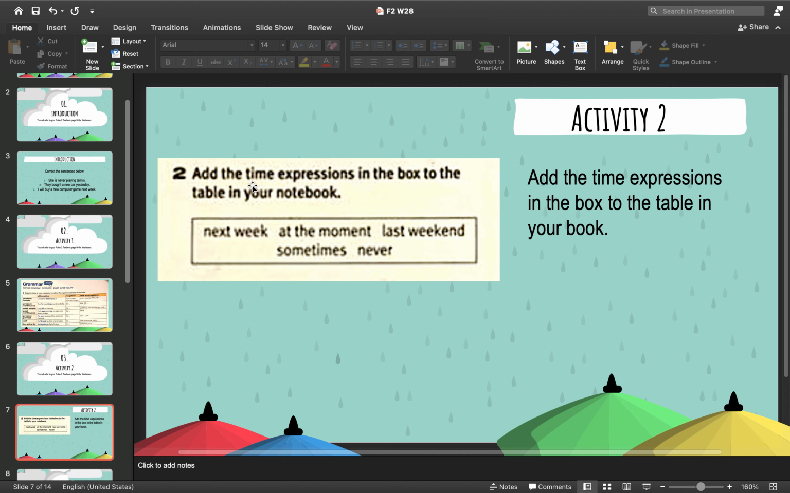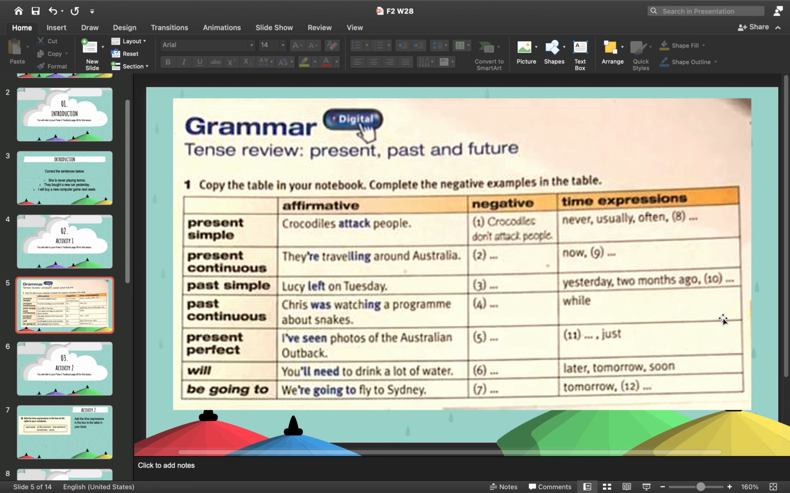So you are going to add the time expressions in the box to the table in your notebook. Okay, so dalam kotak ni dia cakap ada time expressions. Next week, at the moment, last weekend, sometimes, never. So kamu akan tambah semua ni dalam table dekat sini.